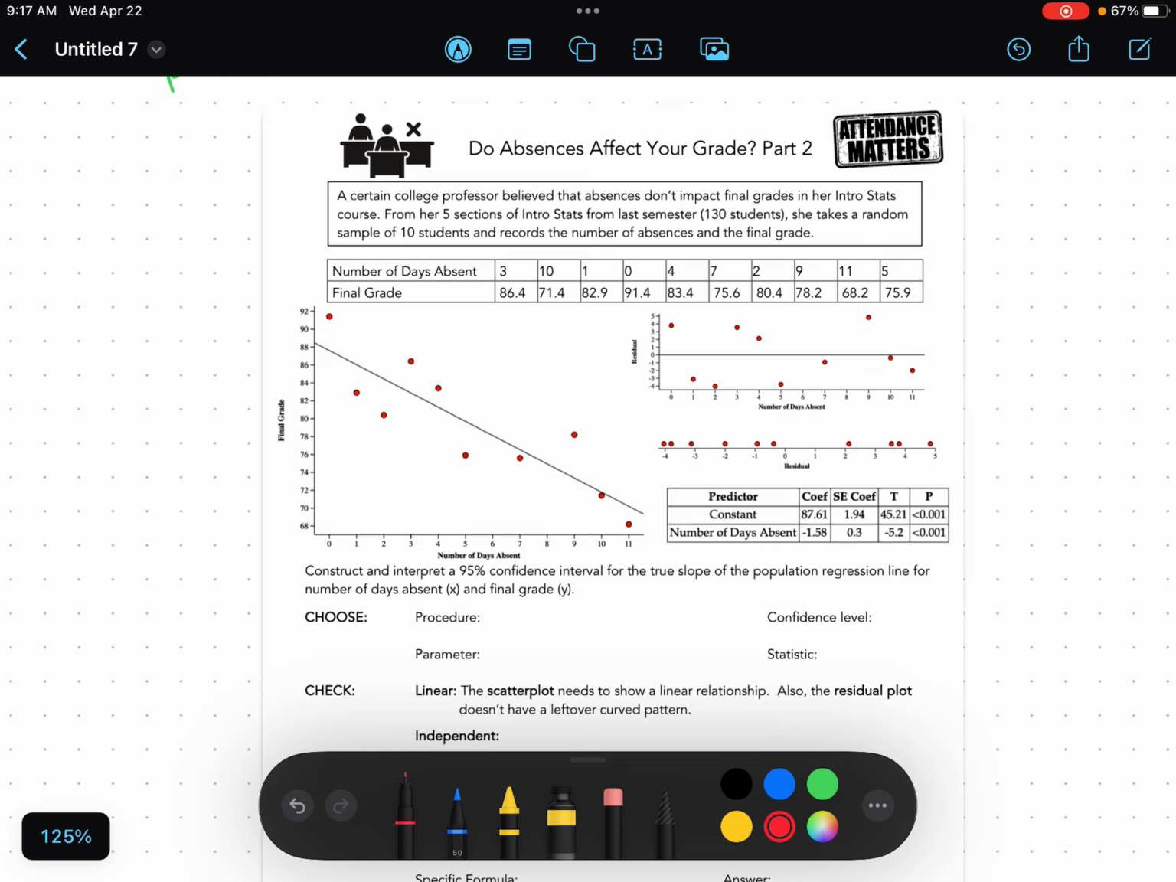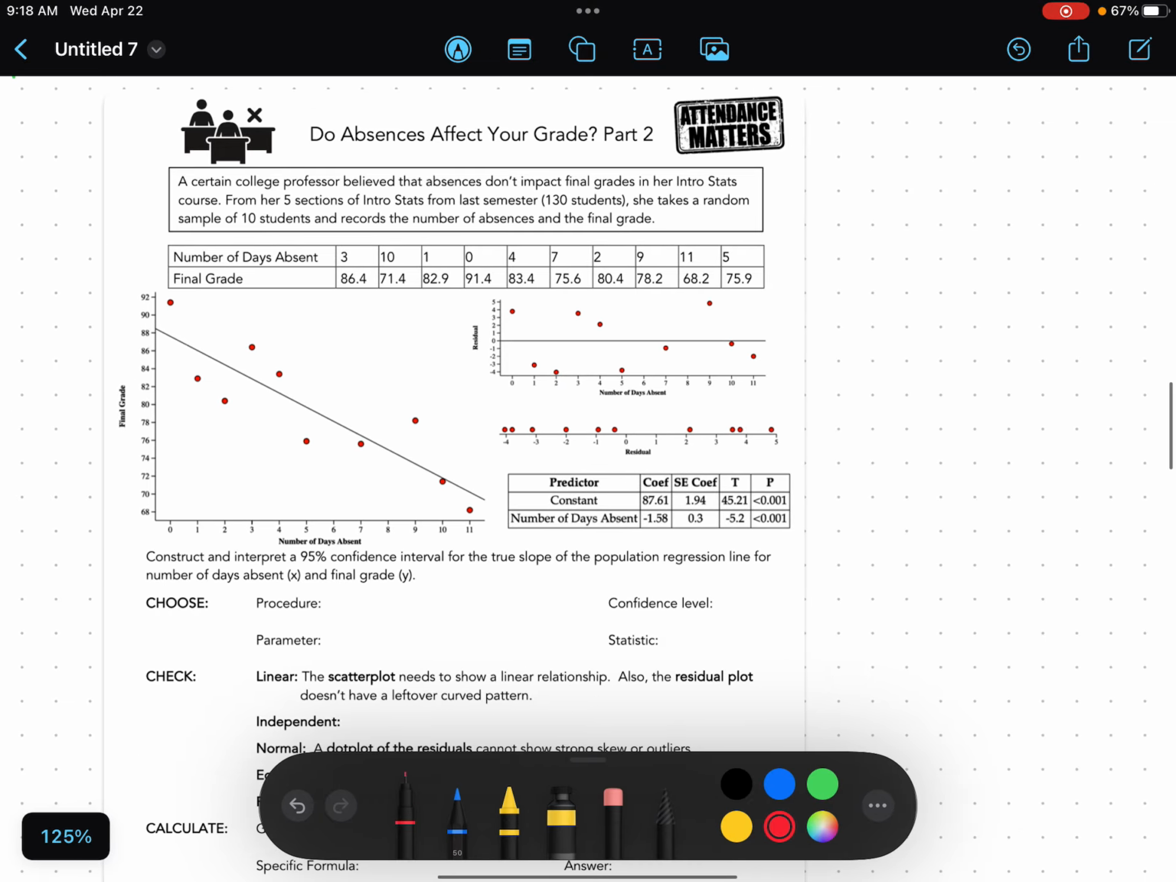We have this cute sample. We have the list of data. This is in your packet, you guys. You can pull it up. We have, here's our residual plot. And here is our distribution of the residuals. And then here's our table.